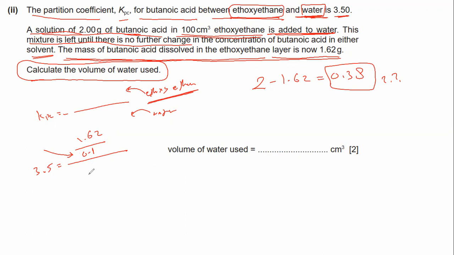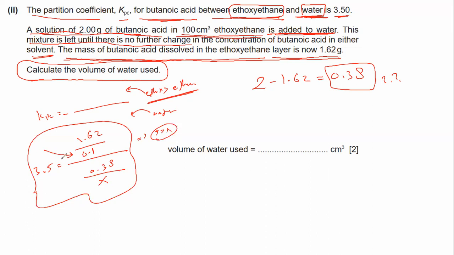Right, this one equal to what? This one, guys, equal to the mass of butanoic in water, which is 0.38, over the volume of water, which is unknown, which is required. That's it. When you reach this point, I can say 99% you take the mark, because it's just simple math. If you can't do this math, guys, don't do A level. You don't have to do it.